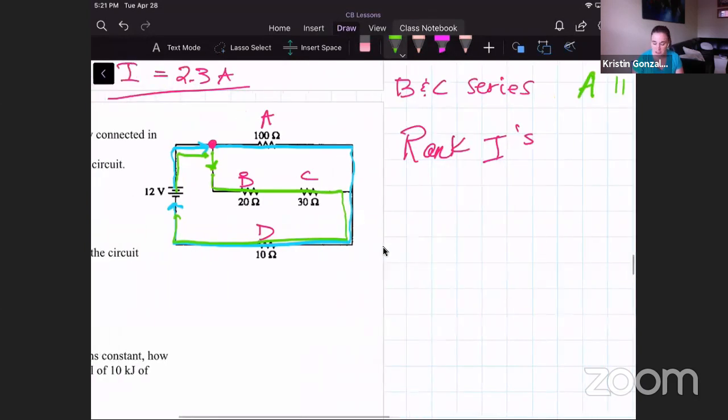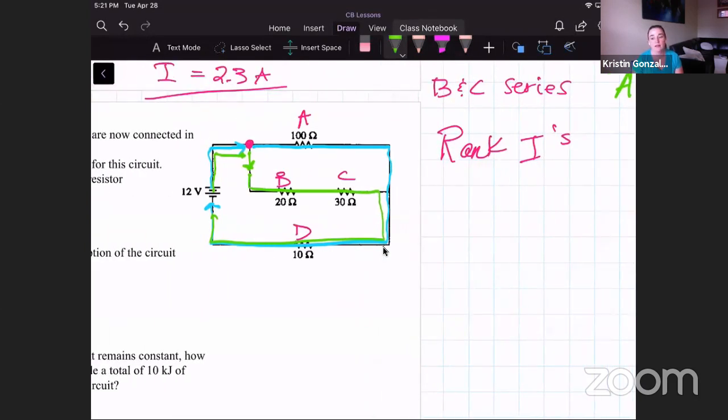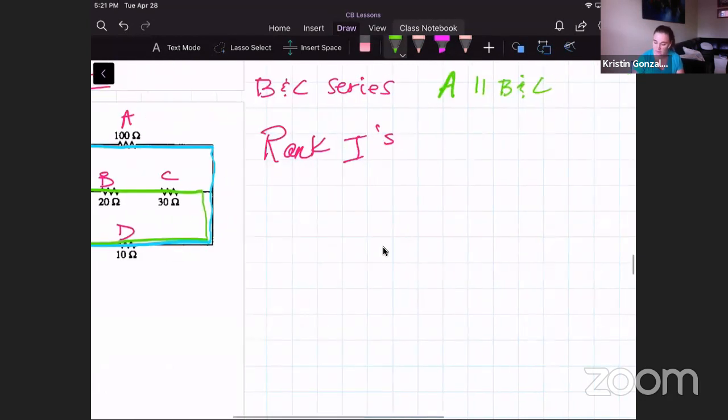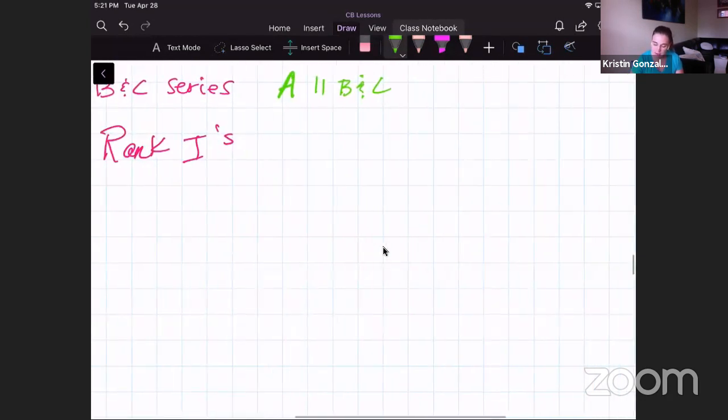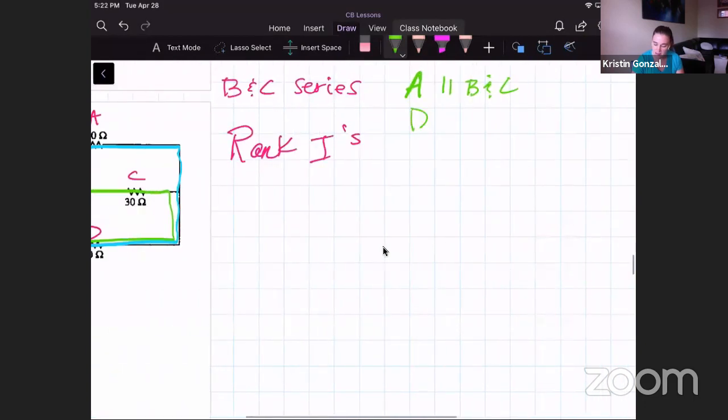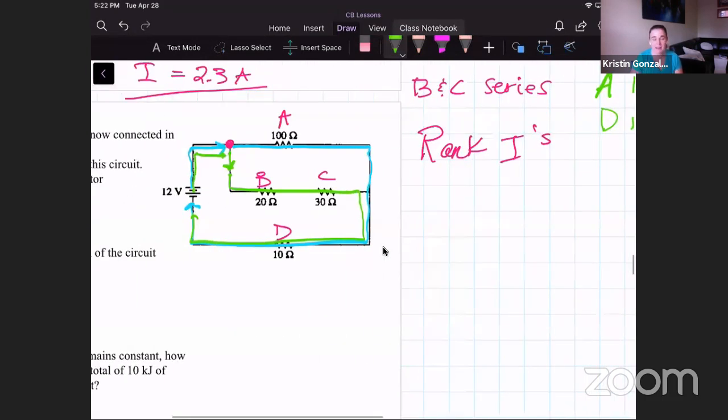Okay. And then lastly, what do you notice about D? No matter which loop we take, both of those loops go through D. So D is in series with everything with the battery. So then D is in series with the battery and therefore everything. It doesn't matter if it's at the very end, right before we get back to the battery, or right after the battery, it's still in series with the battery.